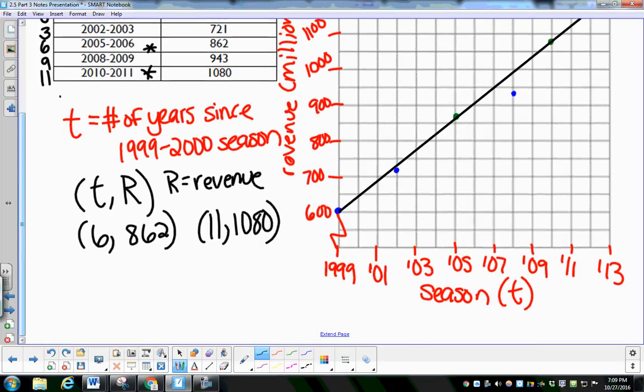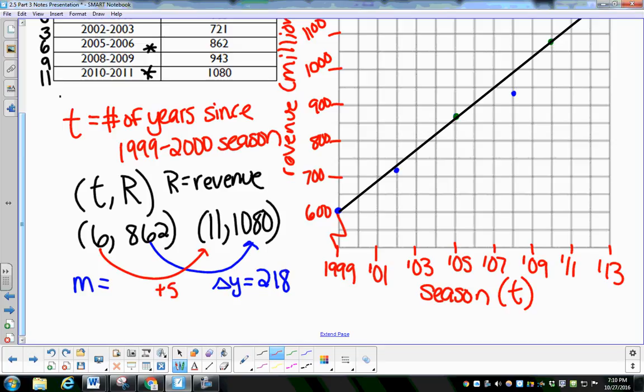So to write this equation, we're going to make a linear model, which it could be a graph. In this case, we're going to make an equation of this line. I'll be sure to be clear on a test or anything of what you need to make. So the first thing we need to do is to find the slope of this line. So remember, that's our change in y and change in x. So from 862 to 1080, that's our change in y. And that is, if you do 1080 minus 862, that is 218. So that's our change in y. Our change in x from 6 up to 11 is 5.